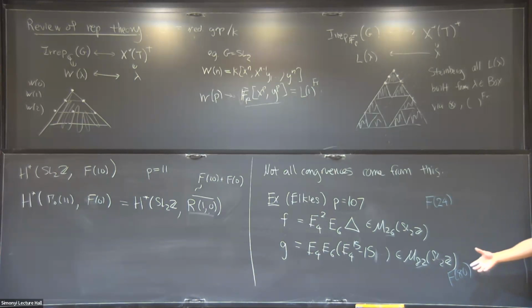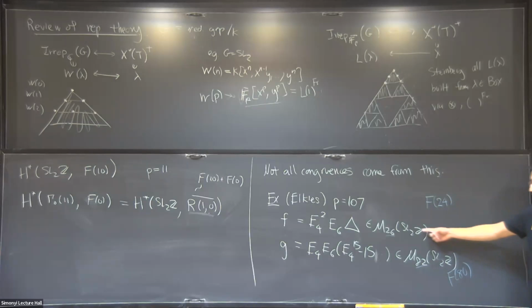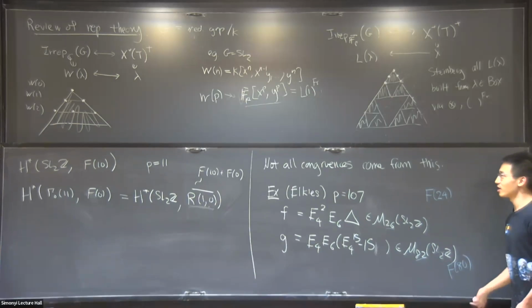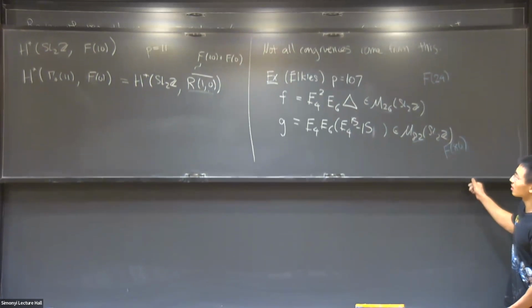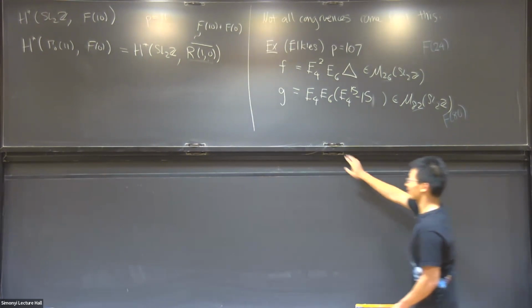So there's not a representation theoretic ground for there to be some kind of congruence between the forms in this weight and this weight. So something more subtle is going on here, and I want to explain what that is. We'll come back to this later.